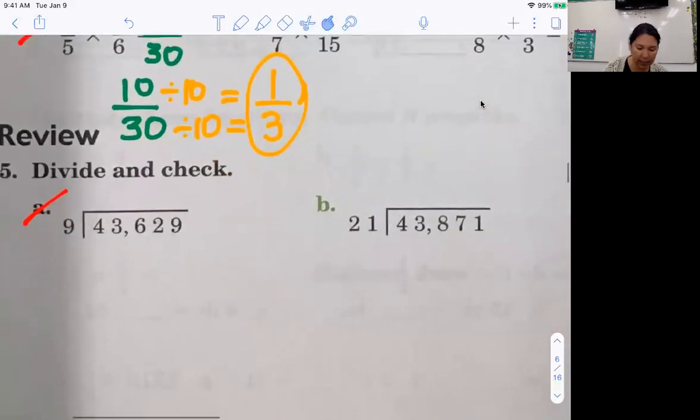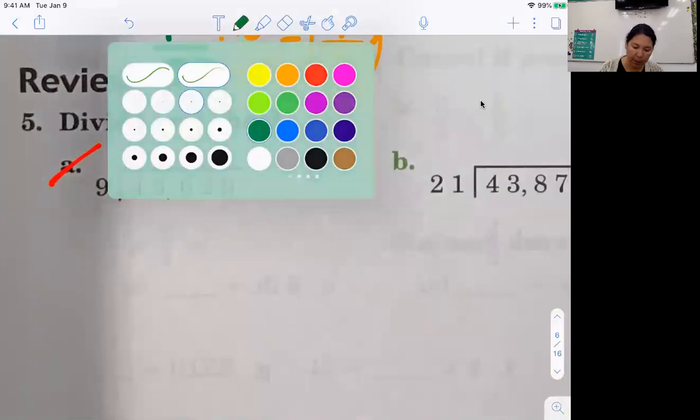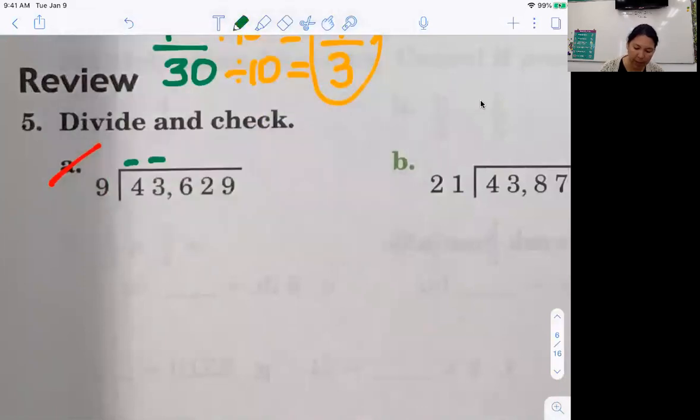All right, so let's get our thinking caps on, and we're dividing by 9. I like to draw my lines on top because that helps me to know when I'm finished with my problem. All right, so how many 9s can go into 4? None. How many 9s can go into 43? 9 times 6 is 54. That's too big. 9 times 5 is 45. That's too big. 9 times 4 is 36. So I'm going to do 36.